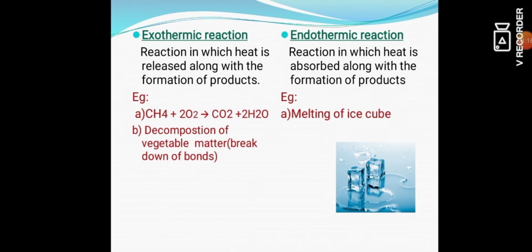Second type of reaction is endothermic reaction. It is a reaction in which heat is absorbed along with the formation of the products. Here in this reaction, the product will be formed, and along with the product, the heat energy will be absorbed. In exothermic, the heat energy is released and in endothermic reaction, the heat energy is absorbed. An example for endothermic reaction is melting of ice cube.